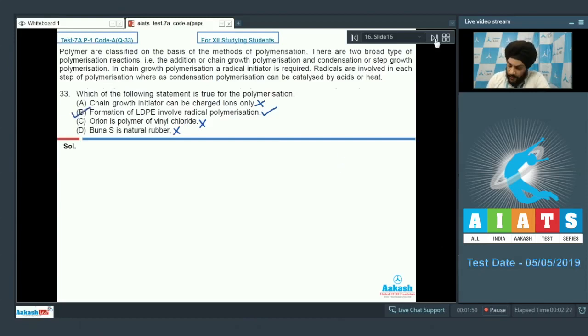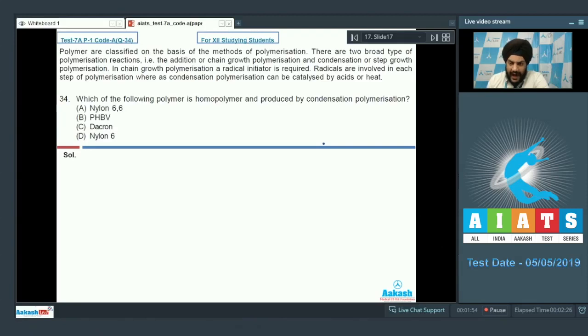Let us look at the next question now. Which of the following polymer is homopolymer and produced by condensation polymerization? So if you look at option A, it says nylon 66. So nylon 66 is not a homopolymer. It is a copolymer of hexamethylene diamine and adipic acid. If you look at the compound given in option B now, it is PHBV, which is polyhydroxybutyrate valerate. It is also a copolymer. If you look at the third option, which is Dacron, Dacron is also a copolymer, terephthalic acid and ethylene glycol. So this will also not be an option.